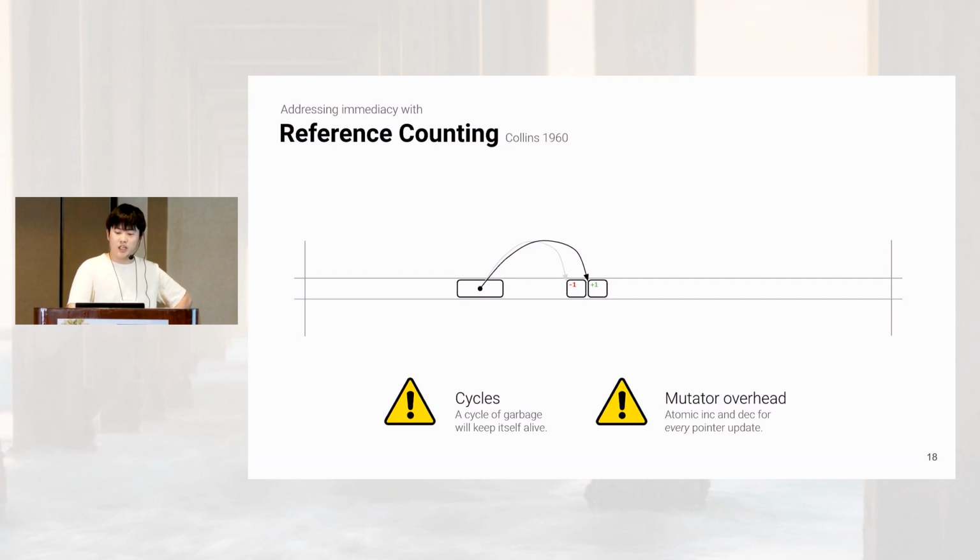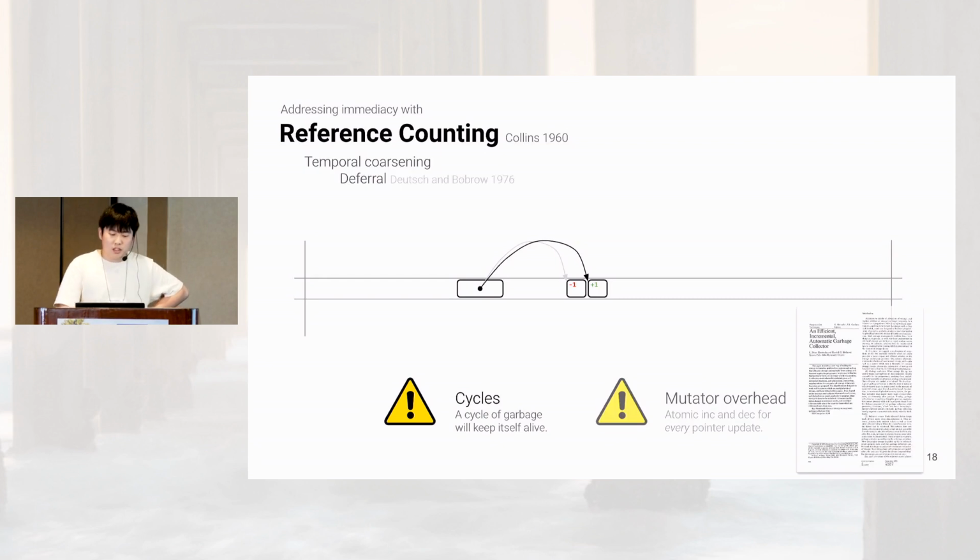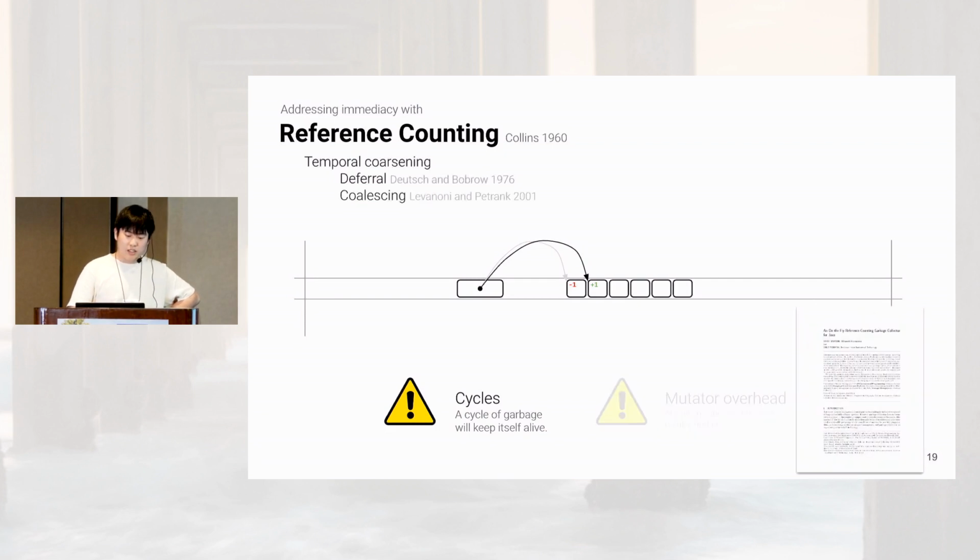The first is cyclic garbage, and the second problem is the mutator overhead, because you have to apply two atomic operations for each pointer update. LXR solves the mutator overhead issue by introducing temporal coordination step by step. The first step is deferral RC in 1976, and we also adapt the coalescing RC by Levanoni and Petrank in 2001.